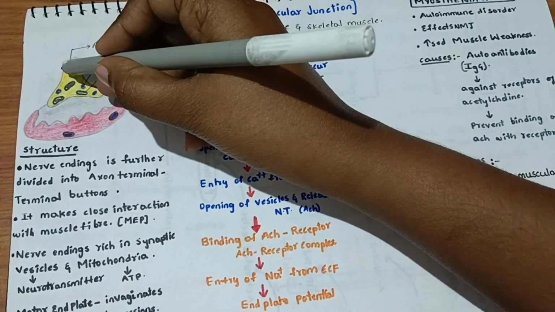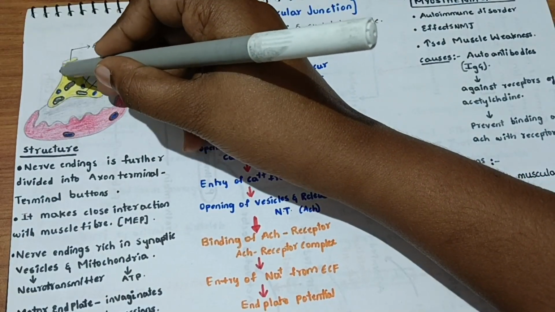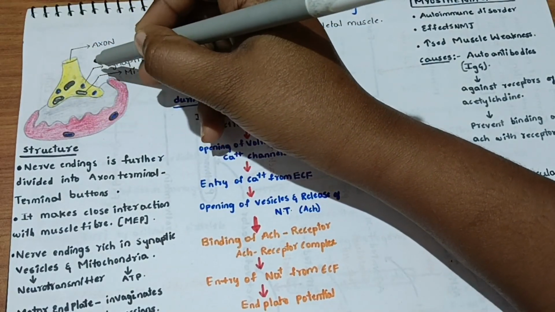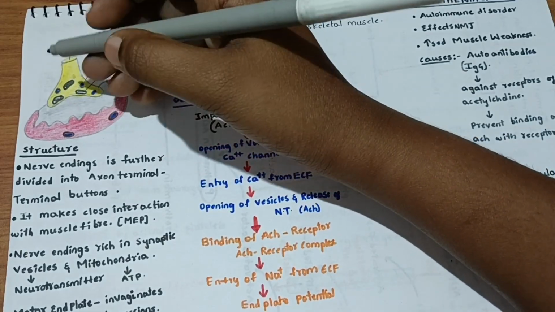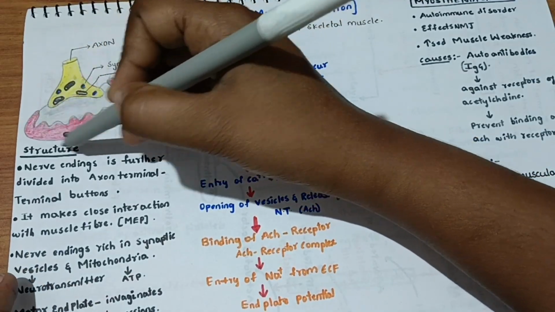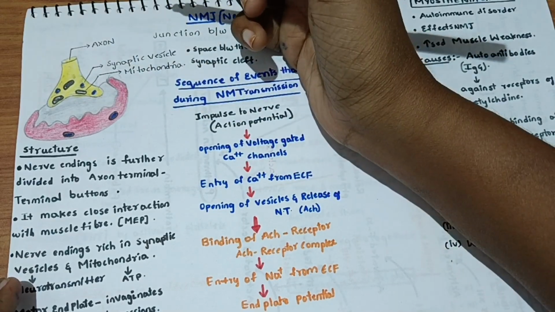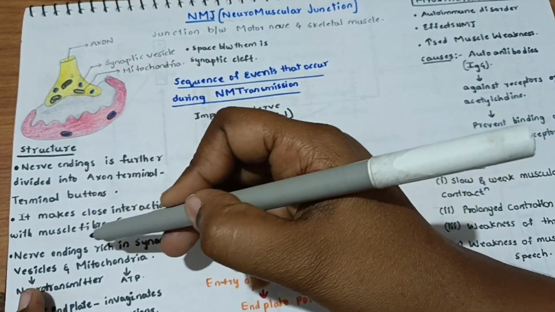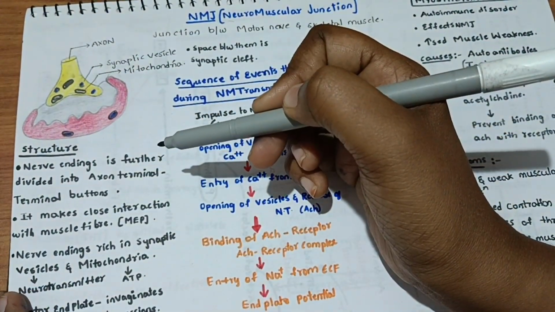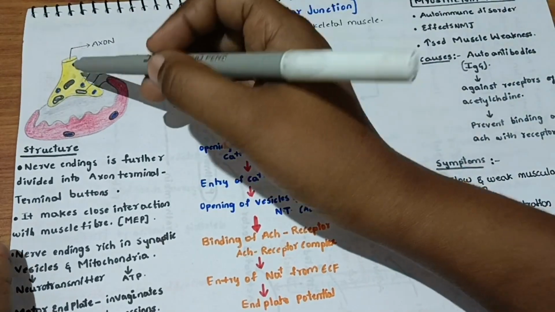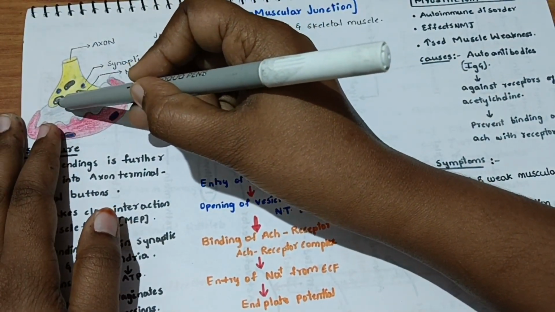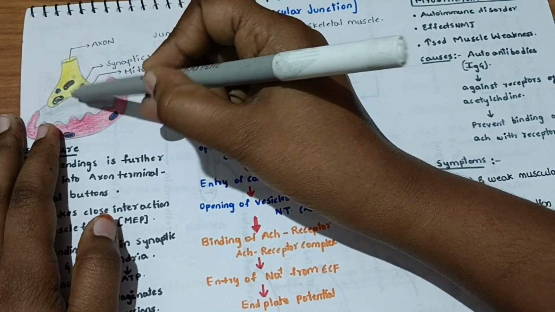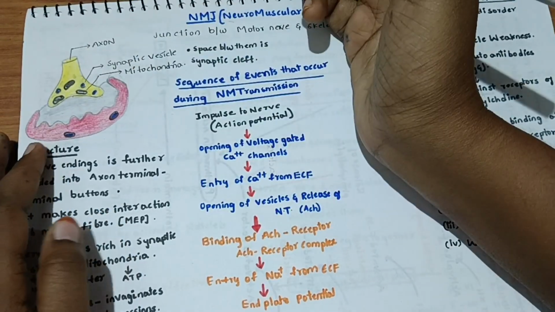This is the neuron, right? The neuron is divided into neuron terminals or terminal buttons. These neuron terminals interact with the motor end plate of the muscle fiber. The nerve endings are rich in synaptic vesicles and mitochondria. See, this is a nerve end, and the nerve end contains mitochondria. These are the mitochondria and these are the vesicles.